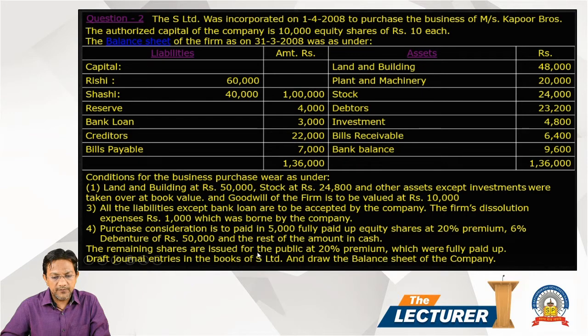The remaining shares are issued to the public at 20% premium, which are fully paid up. Draft journal entry in the books of S Limited and draw the balance sheet of the company.